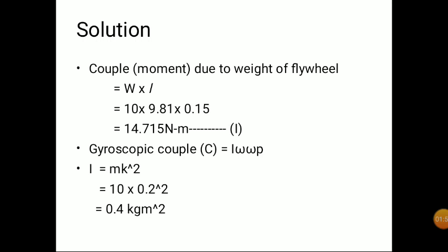Next, we have to find out the gyroscopic couple, which is given as C equal to I omega omega P, where I is moment of inertia, omega is angular velocity, and omega P is angular velocity of precession. So I equal to mk square, m is given as 10 kg, and k, the radius of gyration, is given as 0.2, so 10 into 0.2 square, which is 0.4 kilogram meter square.